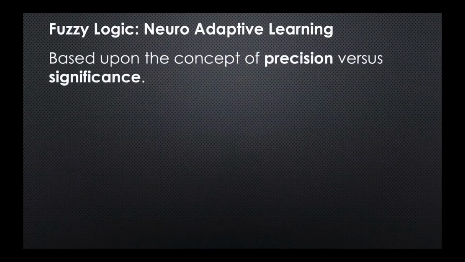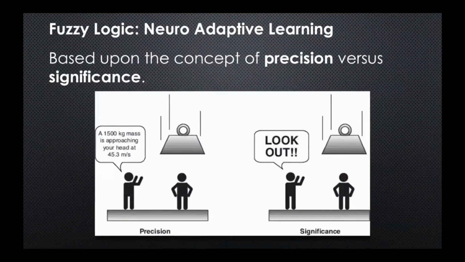So I'm not going to spend a lot of time going through the finer details of fuzzy logic and what it is. We'll see through a working demo how it works, or what it's doing to solve problems. But essentially, it's based upon the concept of precision versus significance. And this is my favorite fuzzy logic visual. So you'll see precision on the left-hand side and significance on the right-hand side.